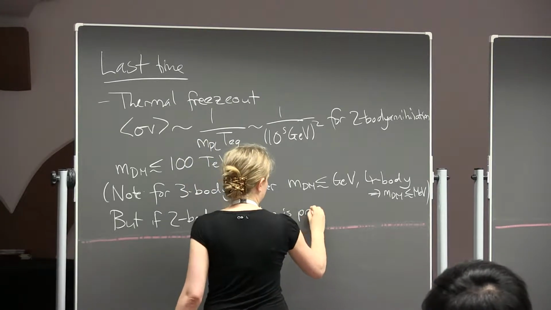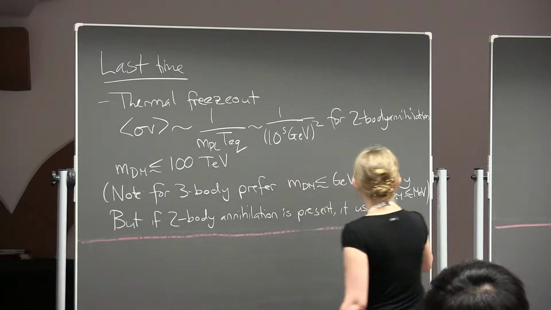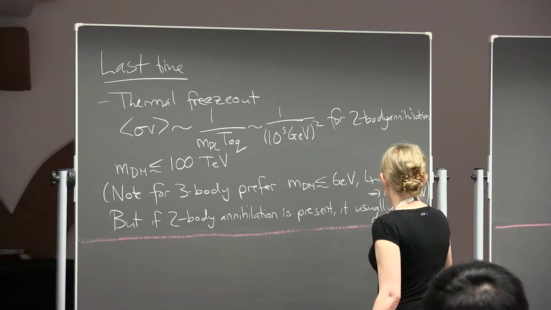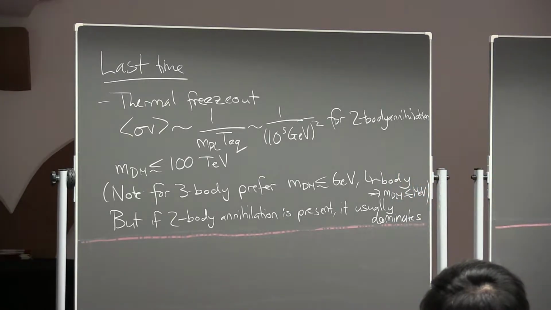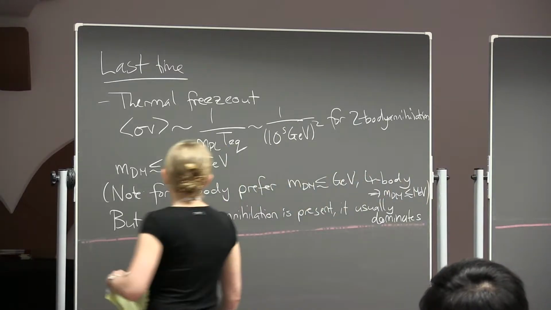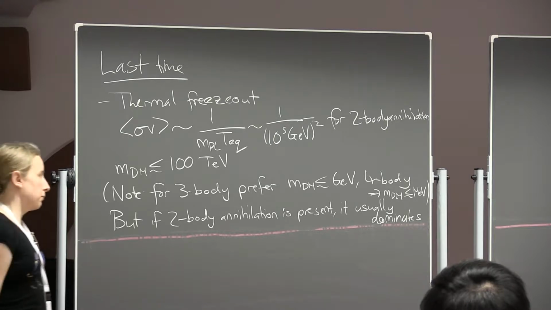But if two-body annihilation is present, it usually dominates. So for the rest of this lecture, when I talk about thermal dark matter, I'm going to assume that we're working in a regime where the two-body annihilation is the leading annihilation process.